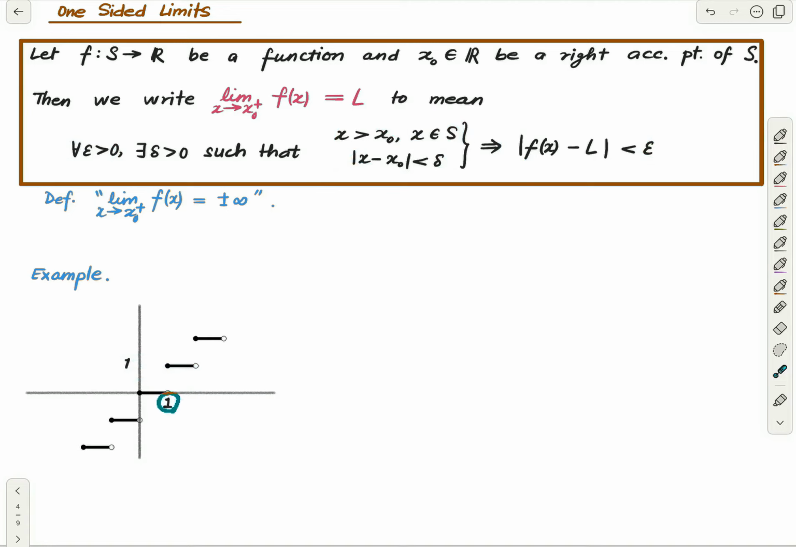What about the left limit? The left limit is 0. The right limit and the left limit, they disagree, but they both exist. Okay, ponder upon it if this is not clear.